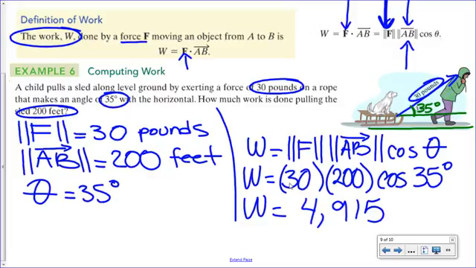4,915. And the units, because we don't want to upset Mr. Vaca, since here we were talking about pounds, and here we were talking about feet, the units are just going to be called pound feet. Maybe there's a better word for that, but that was the one that the book was giving. Oh, sorry, the book says foot pounds, or I don't know if there's another special name for it.